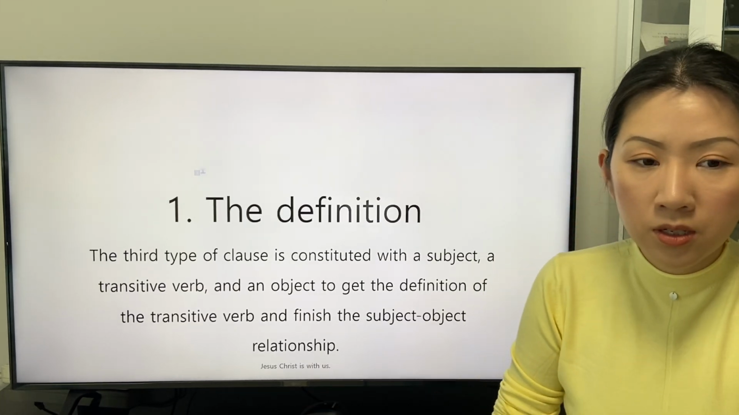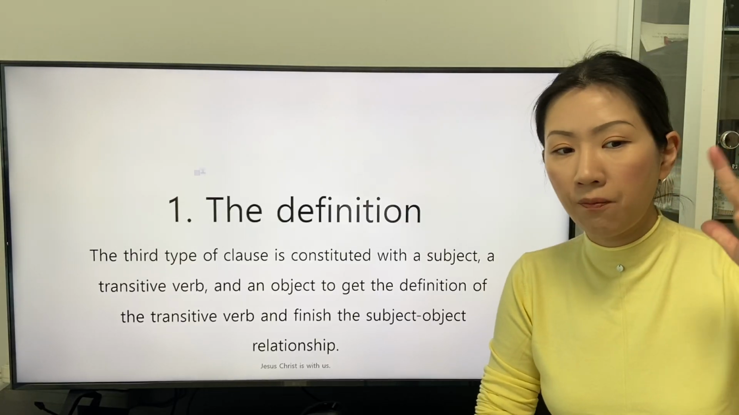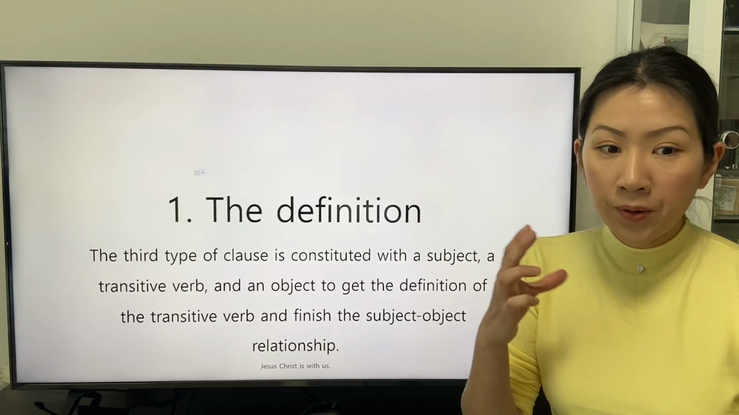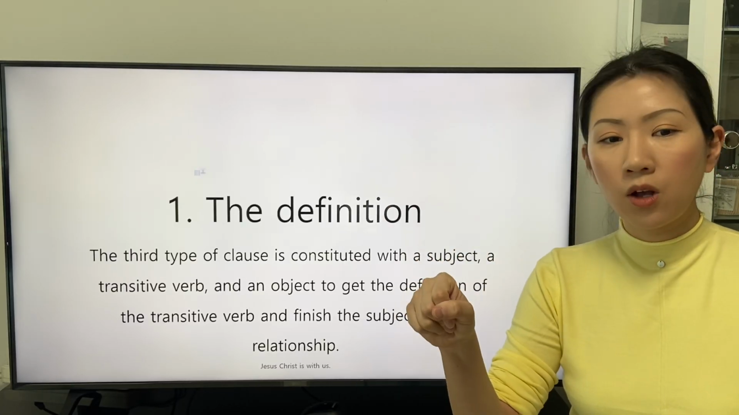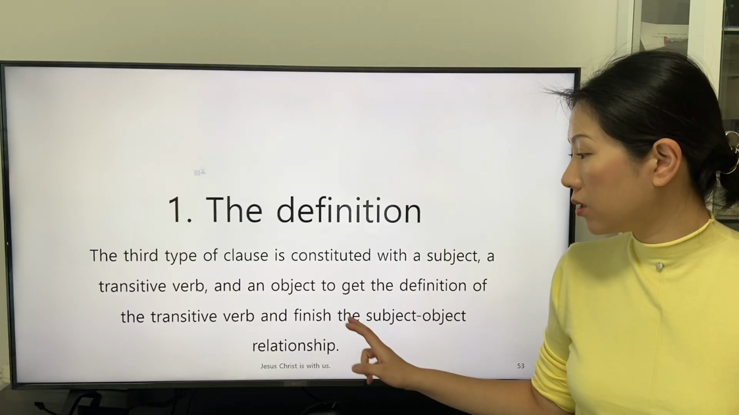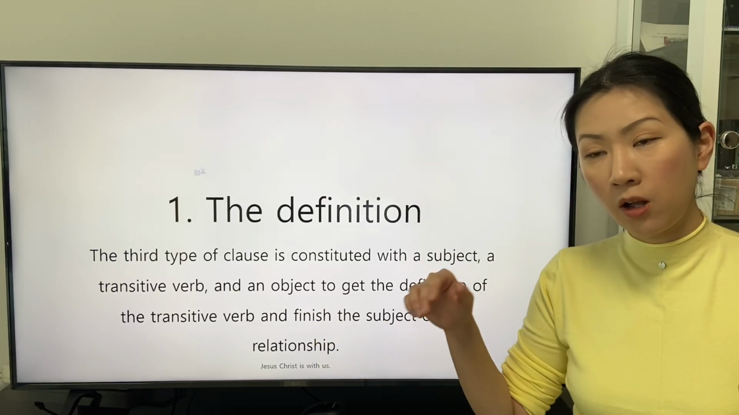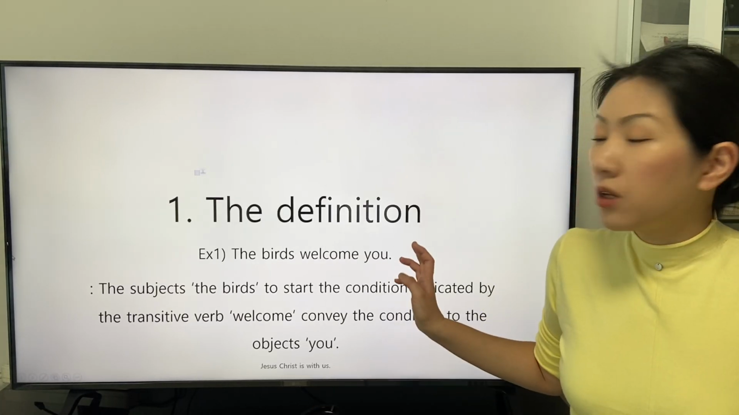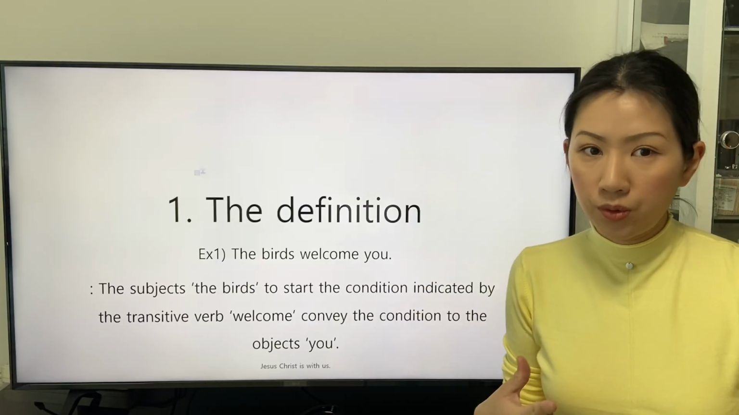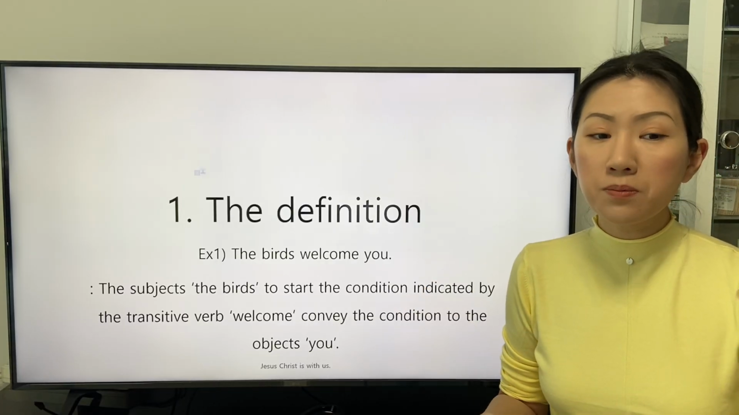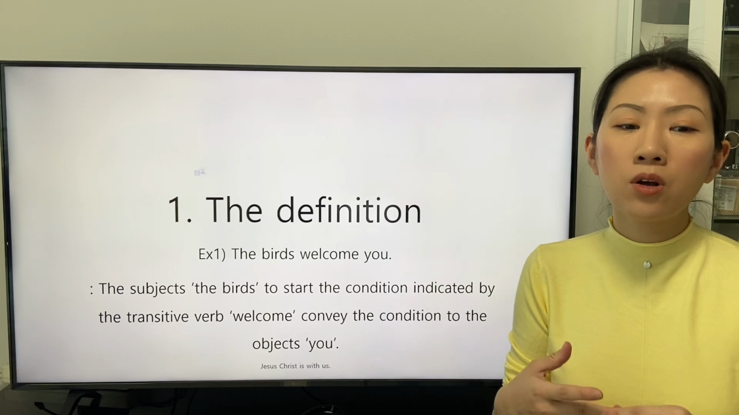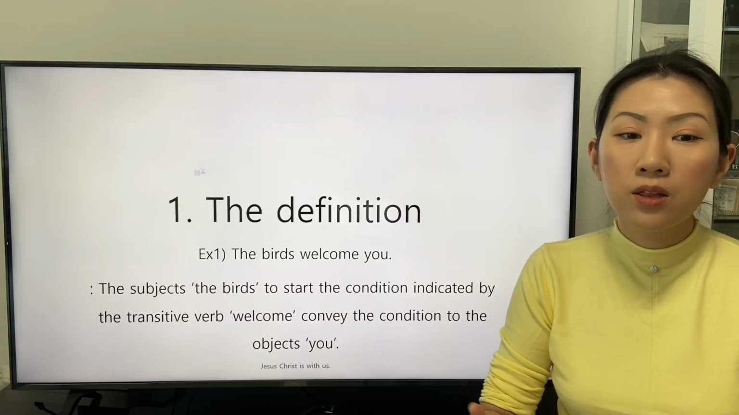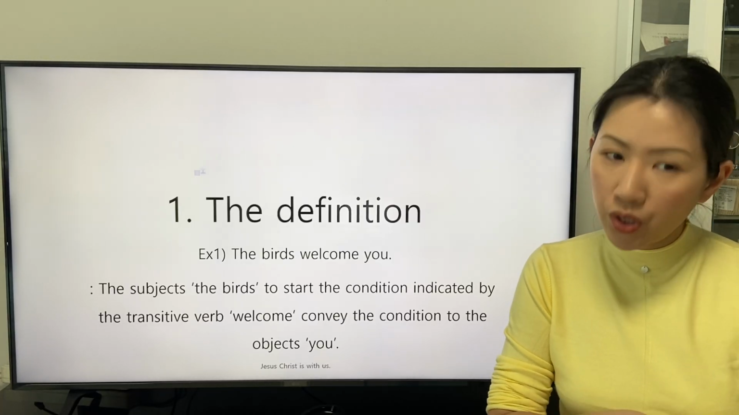The third type of clause is constituted with a subject, a transitive verb, and an object to get the definition of the transitive verb and finish the subject-object relationship. Or we can say the object completes the subject-object relationship. There's a clause, the birds welcome you. The subject, the birds, to start the condition indicated by the transitive verb welcome, conveys the condition to the object you.